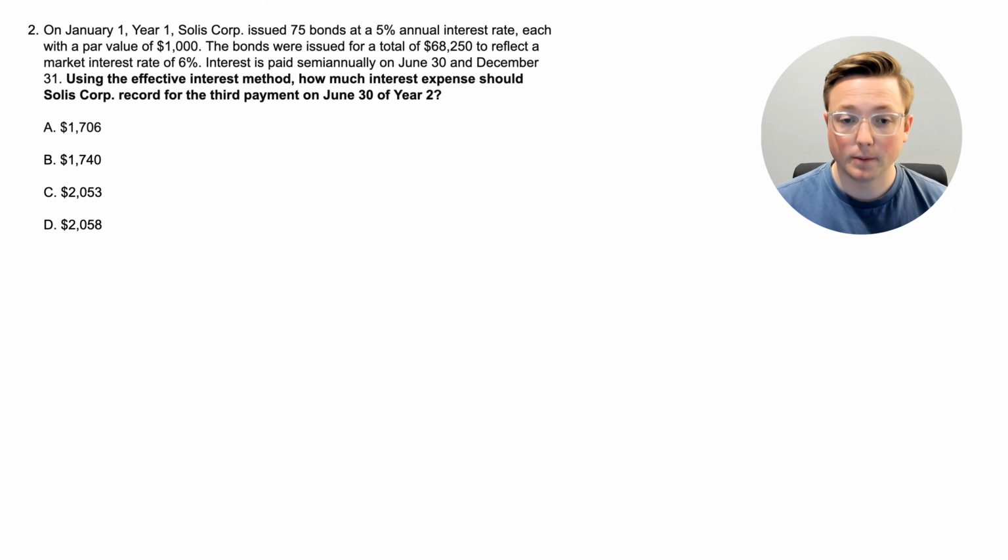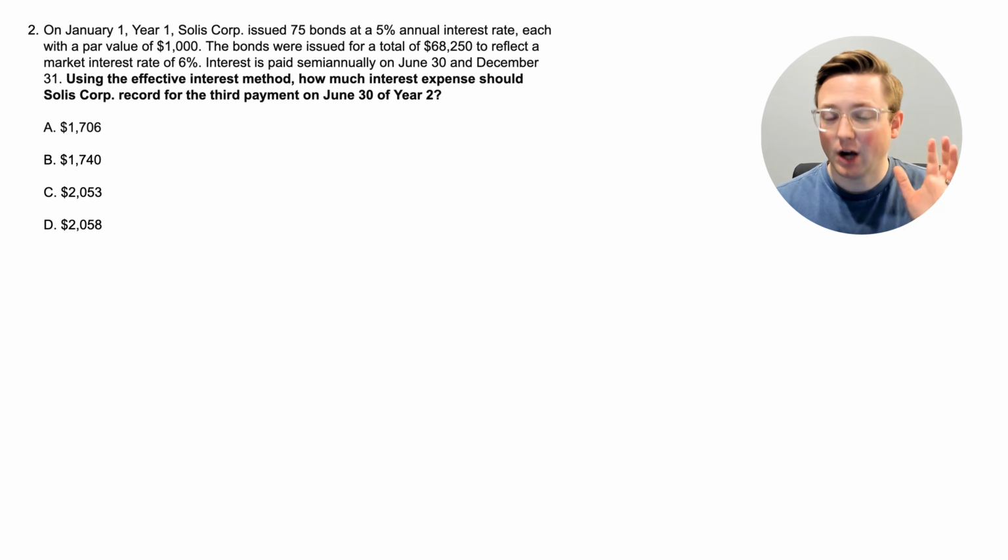On January 1st, year 1, Solace Corp issued 75 bonds at a 5% annual interest rate, each with a par value of $1,000. By the way, just letting you know, typically, from what I've seen, that is almost always the case. That's kind of like the common practice with bonds, is they're issued at $1,000. Maybe it'll be 100 or maybe 5,000 other times, but a lot of times you're going to be seeing 1,000. So if you see that in a whole bunch of questions, that's just kind of how it usually is. The bonds were issued for a total of $68,250 to reflect a market interest rate of 6%. Interest is paid semi-annually on June 30 and December 31st.